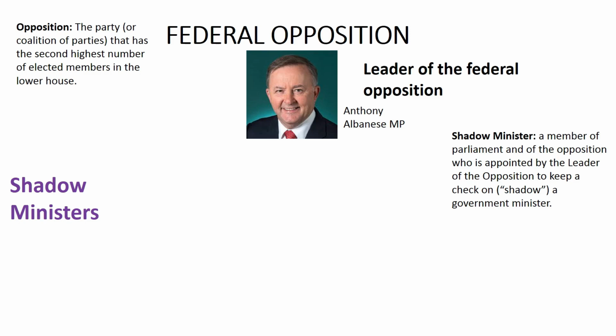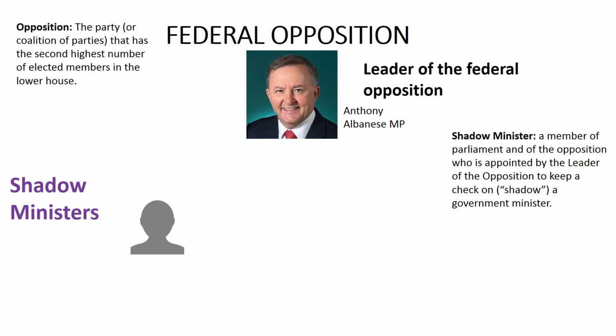Now, just like the Prime Minister, the leader of the opposition needs people to help him or her. So the leader of the opposition appoints shadow ministers. And here's another important definition for you. Look down the left-hand side of your vocabulary sheets, find the term shadow minister, and write in there that a shadow minister is a member of Parliament and of the opposition who is appointed by the leader of the opposition to keep a check on, that is to shadow, a government minister.